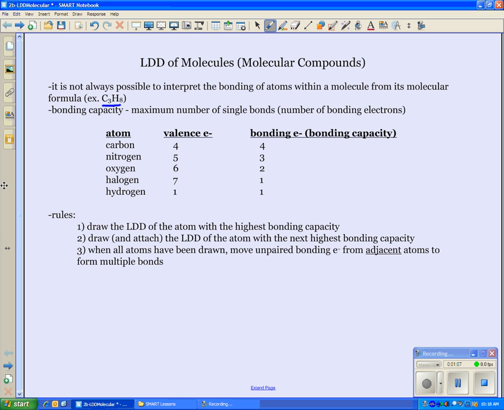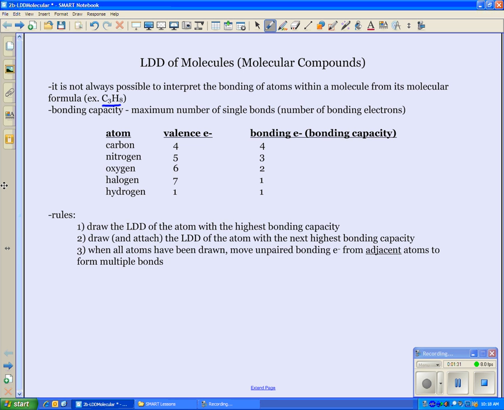So carbon in group 14 has 4 valence electrons. That means it has a bonding capacity of 4. It can form up to 4 single bonds. Nitrogen has 5 valence electrons. 2 of those are a lone pair, which means 3 of them are bonding electrons. Nitrogen can form 3 single bonds.